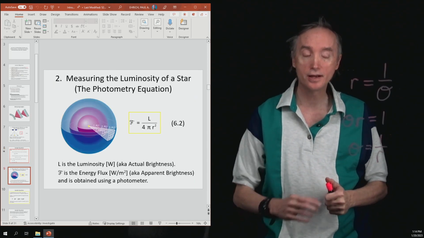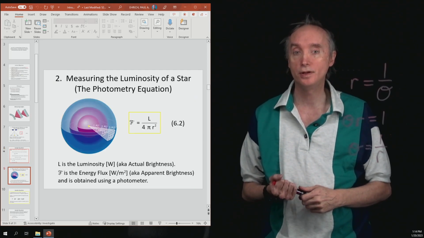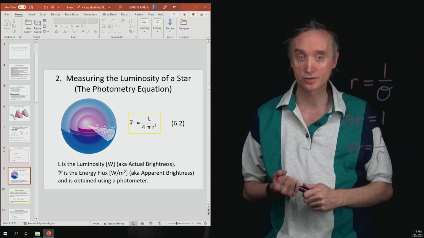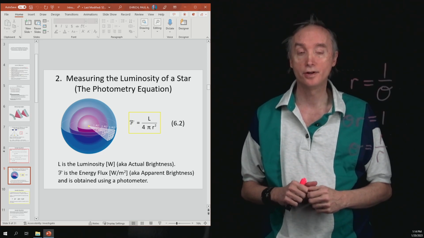Okay, so our next thing that we want to measure is going to be the brightness of that star, and we're going to do that in our next segment.